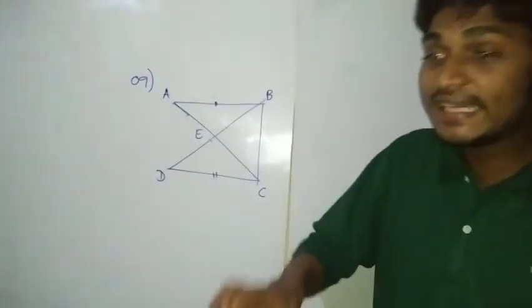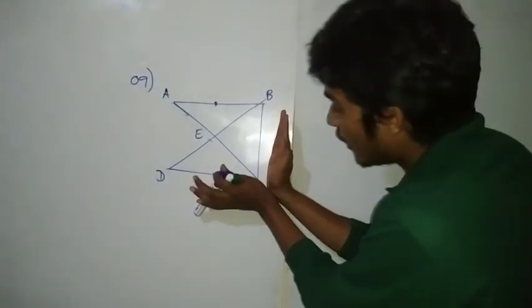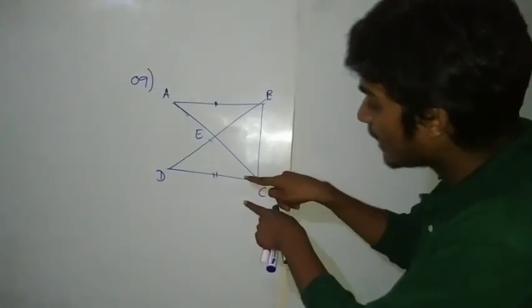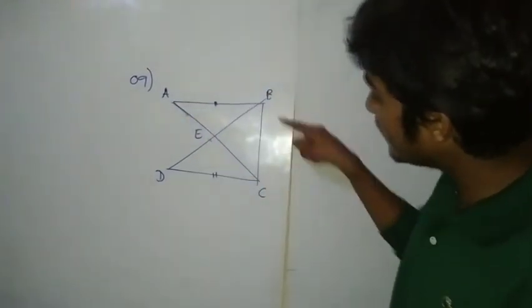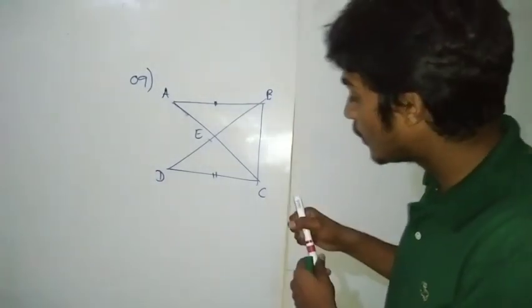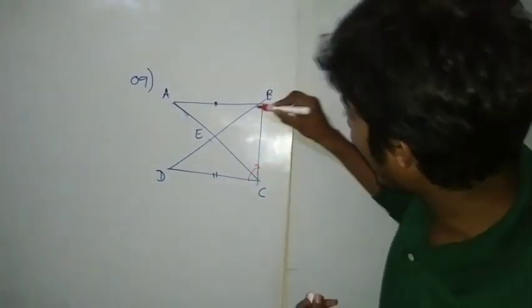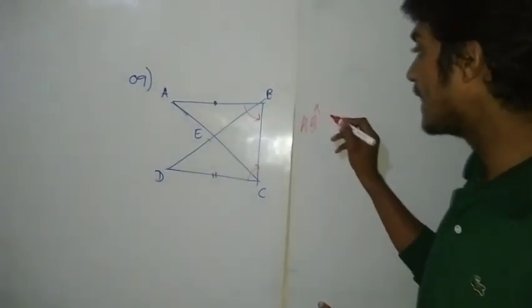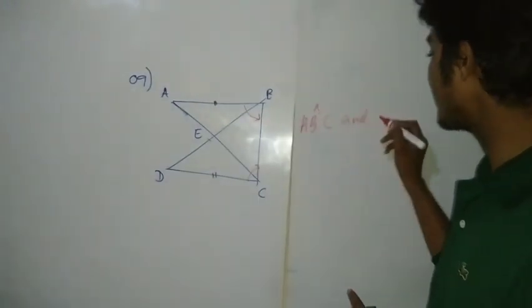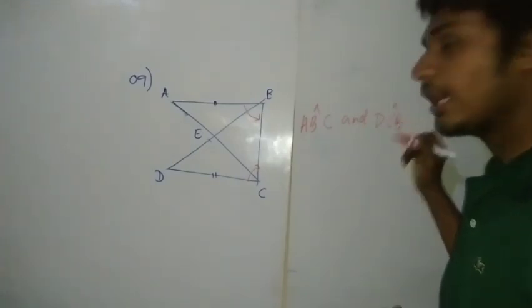So the next one is side, included angle, side. So we have to check out the angles between the sides. The angle between BC and DC is going to be this, and between AB and BC is going to be this. So the angles that are going to be equal are DCB and ABC. So if you write the answer as ABC and DCB, then that is what they are expecting.